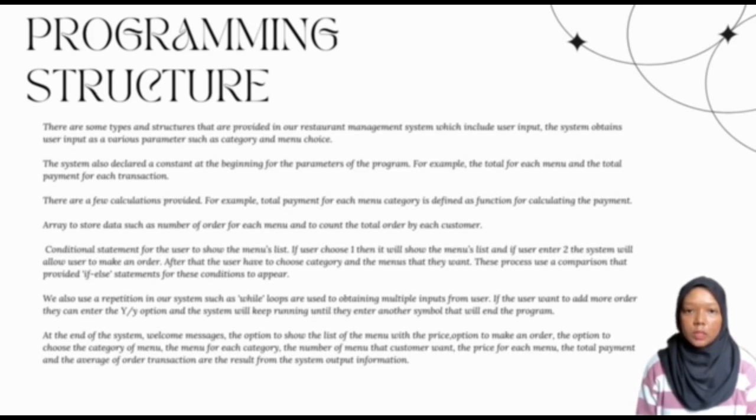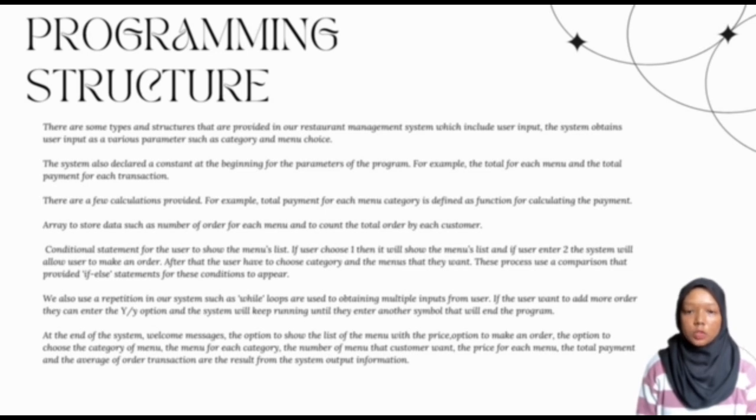The system obtains user input as various parameters such as category and menu choice. The system also declares a constant at the beginning for the parameters of the program. For example, the total for each menu and the total payment for each transaction. In the process section, there are a few calculations provided. For example, total payment for each menu category is defined as a function for calculating the payment.